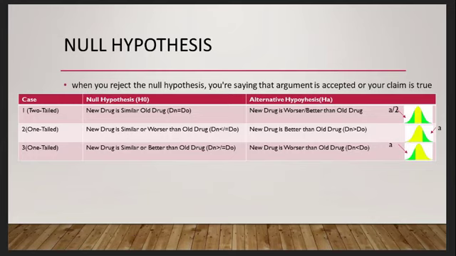So we can't assume that the new drug is better than the old one without even testing it and proving it conclusively. So the third one is not relevant; the first case is the most relevant, and the second case is the safe side, you know.